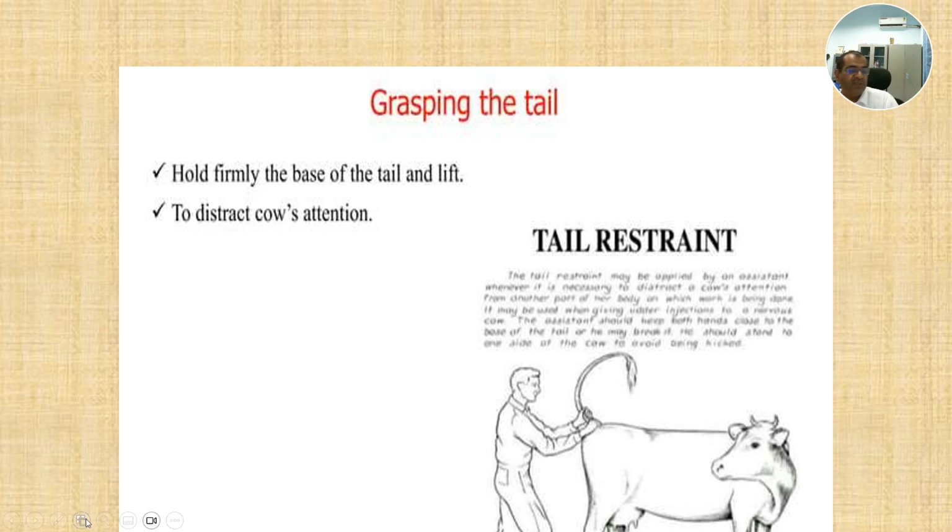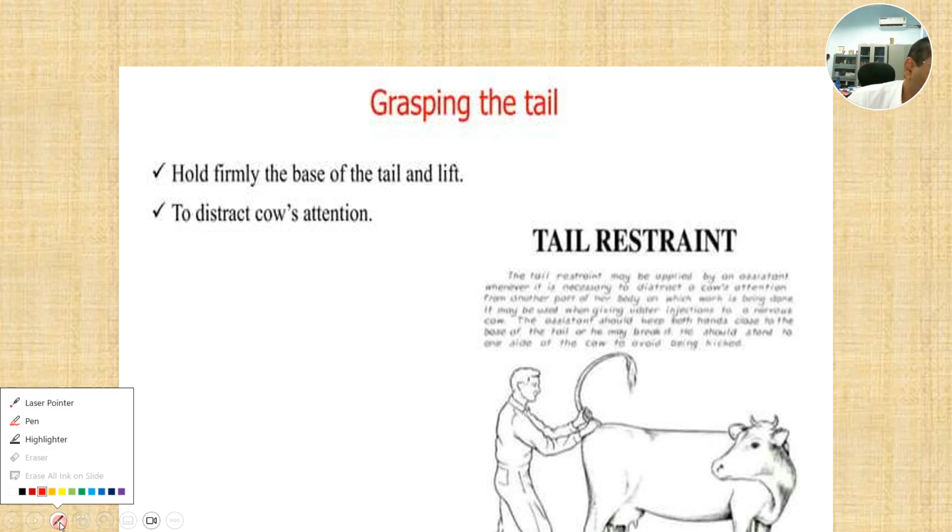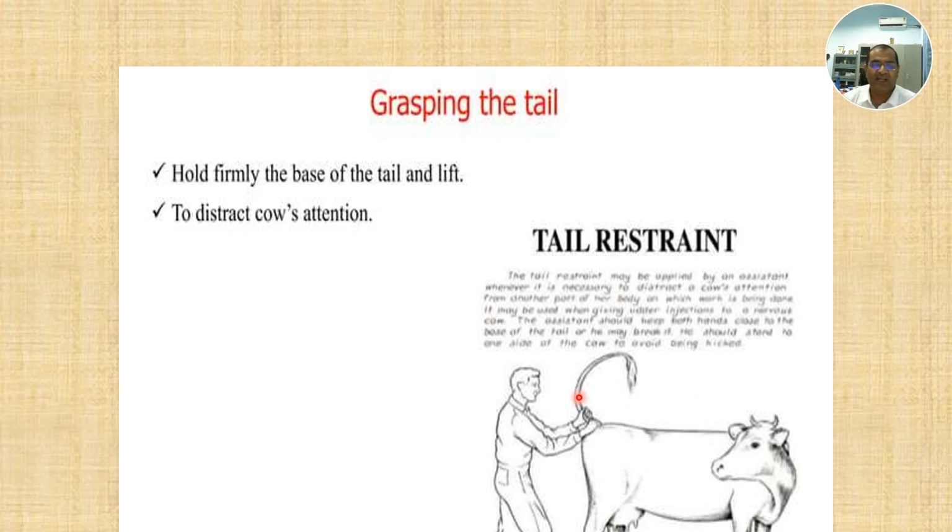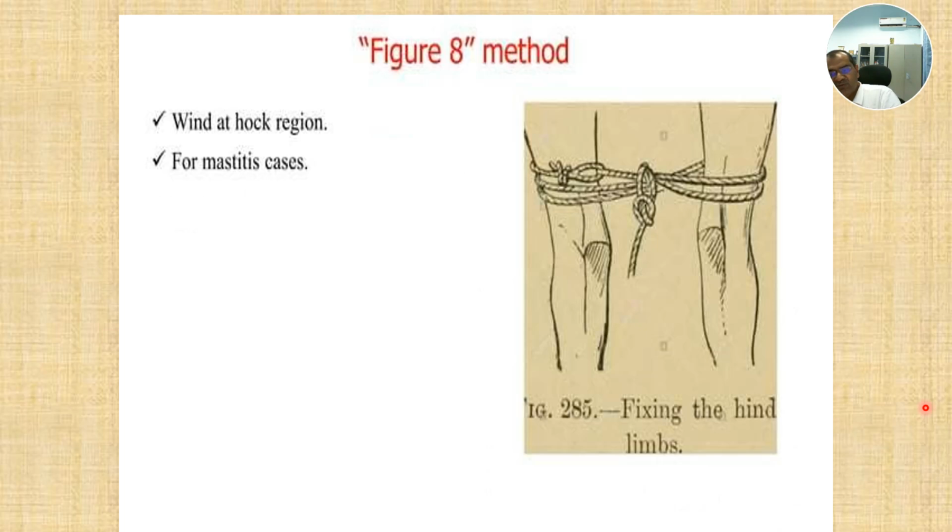Then one needs to hold the animal with both hands, the left and right hands, as far as the base of the tail here. Here you can see that we have to hold very, very near to the tail base, so that this method is one of the most simple methods of restraining.